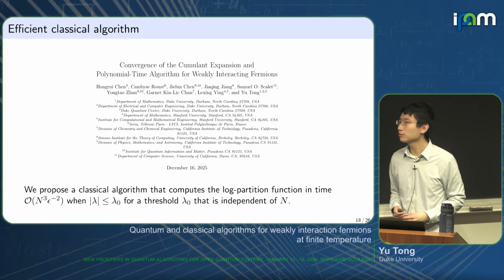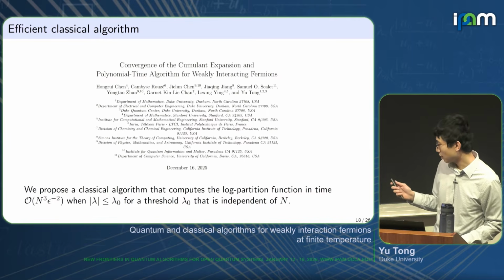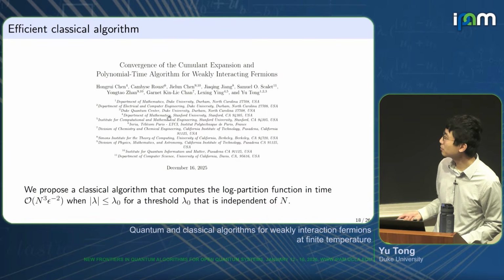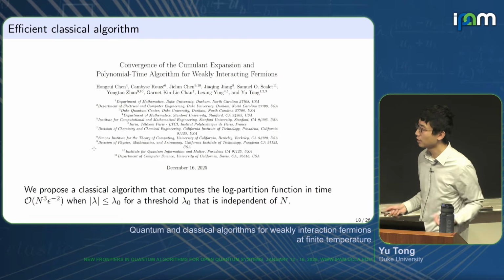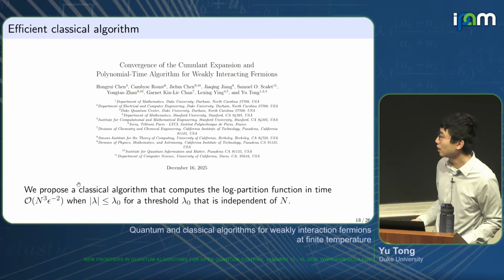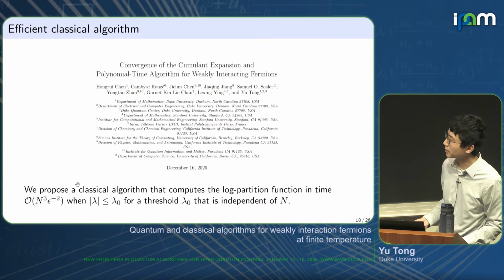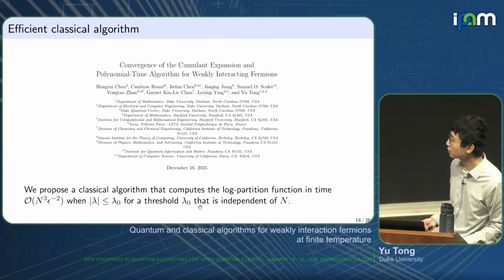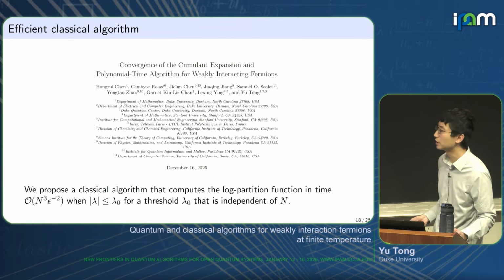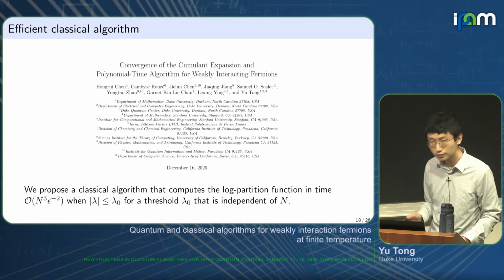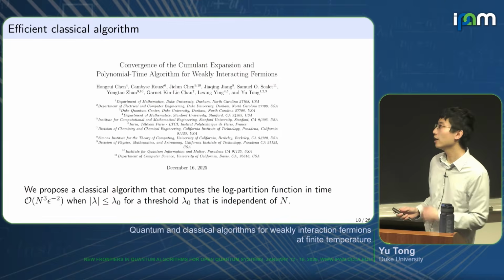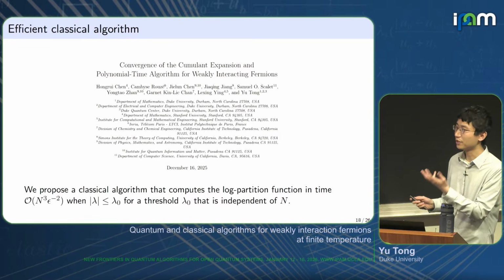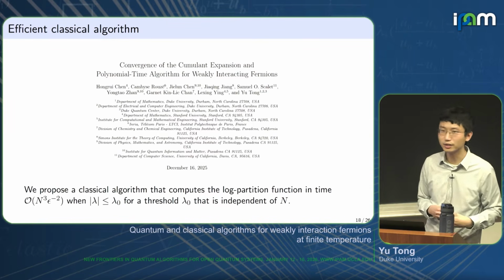Right, so let's move on to the classical algorithm. In this work, we develop a classical algorithm to compute the log partition function in time n cubed epsilon to the -2. So you see we get a very nice polynomial time scaling. Of course, the condition is that your lambda needs to be below a certain threshold that is independent of n, which is the same as in the quantum algorithm. It's not the same lambda 0, but the same general setup. Yes, thanks for the clarification.